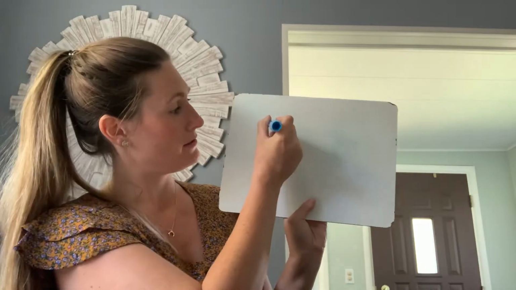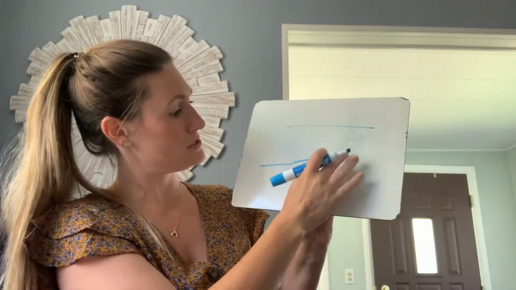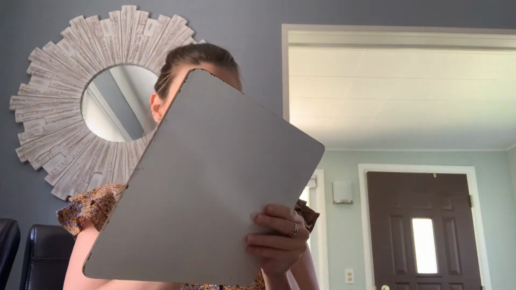Then for 1C, it says a quadrilateral that has 2 pairs of parallel sides. So again, you could draw a rectangle, a square, or I'm going to draw a parallelogram. So again, I'm going to draw, oops, let me get it. So this is my parallelogram.